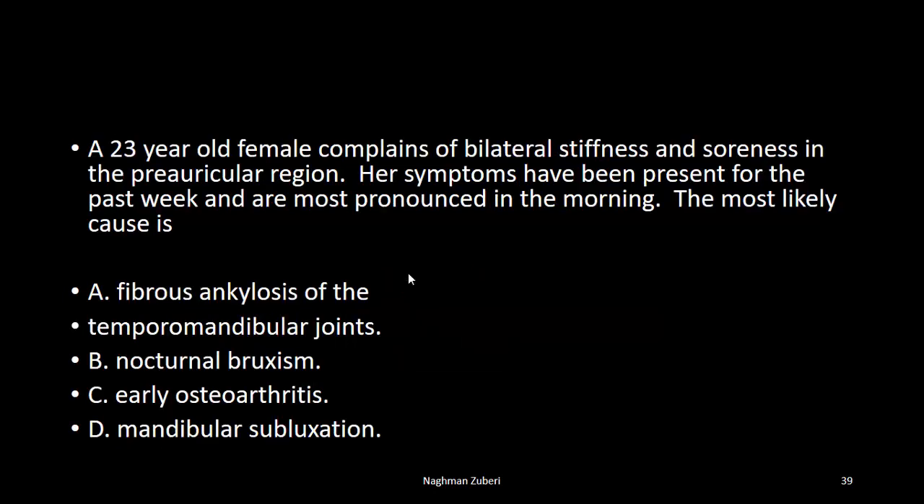A 23-year-old female complains of bilateral stiffness and soreness in the preauricular region. Her symptoms have been present for the past week and are most pronounced in the morning. The most likely cause is nocturnal bruxism, which is causing muscles to go into spasm.